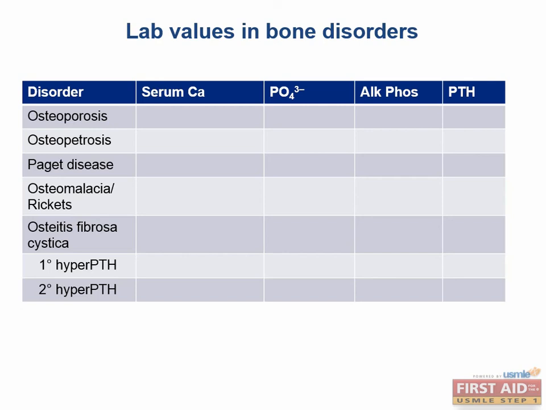First off, 2 of these diseases have no lab abnormalities at all. Do you remember which 2? That's right, osteoporosis and osteopetrosis. Sometimes, in osteopetrosis, you may see decreased serum calcium levels. Similarly, Paget's disease has only 1 lab abnormality. And what one is that? An increase in alkaline phosphatase.